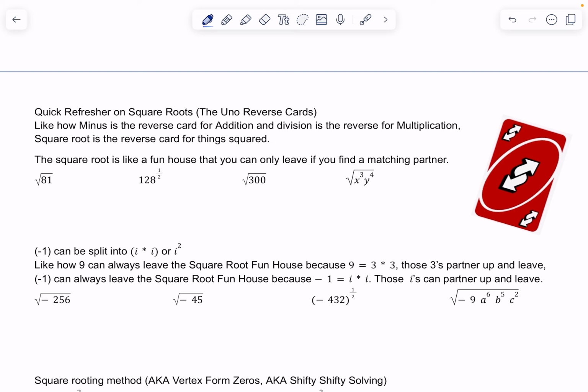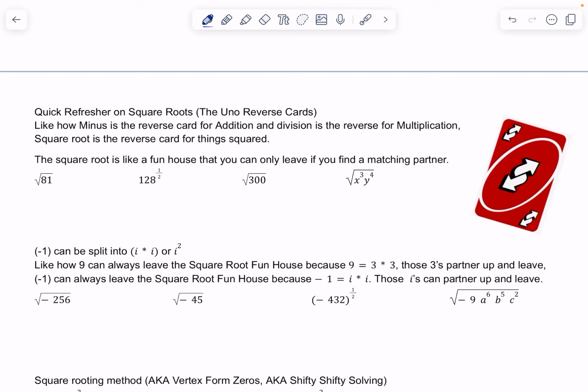Quick review on how square roots work. It is my mental trick to think of it as the Uno reverse card. When you remember how minus is the reverse of addition and division is the reverse of multiplication, well, the square root is the reverse of things getting squared. So let's do some square roots. The square root is like a fun house in which you can only leave if you find a matching pair. If you're the only 3 in the room, you're stuck in the square root.